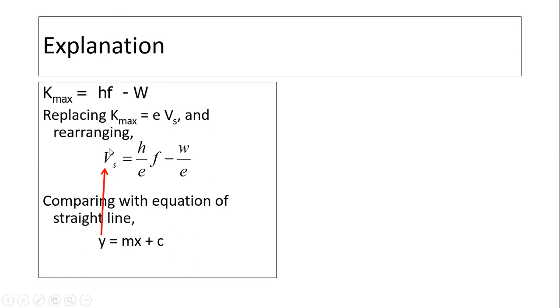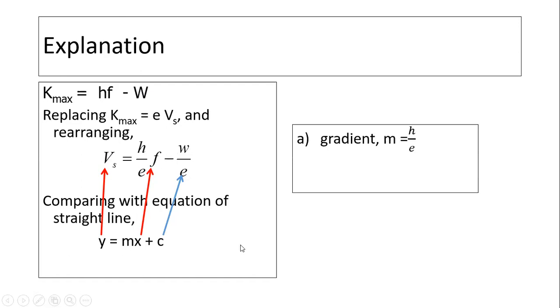Vs is your Y, F is your X. So that is your Y-intercept. So the gradient is just your H over E. The Y-intercept is W over E. That's all. Okay, any comment or any question?